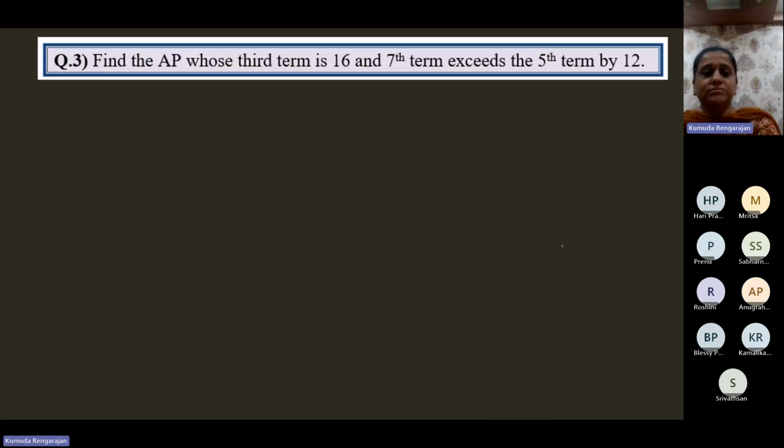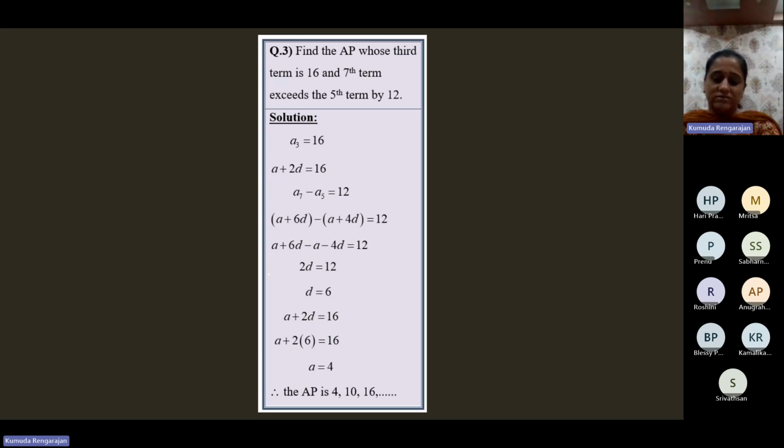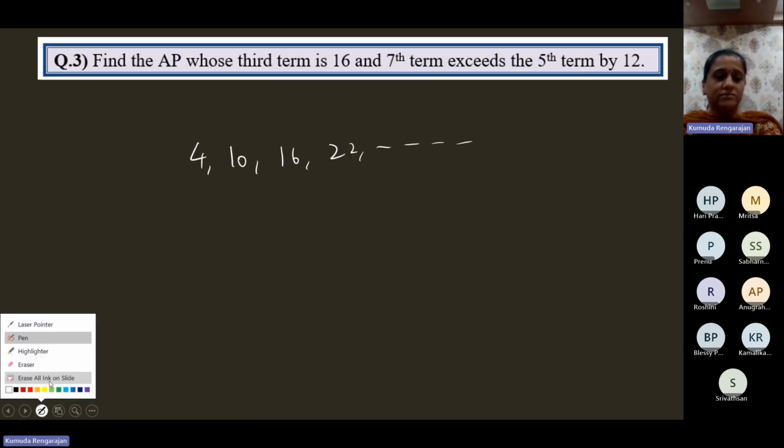Yeah, next one. Find the AP whose third term is 16 and seventh term exceeds the fifth term by 12. Ma'am, the AP is 4, 10, 16, 22 and goes on, ma'am. Okay. Very good. I have the same answer.